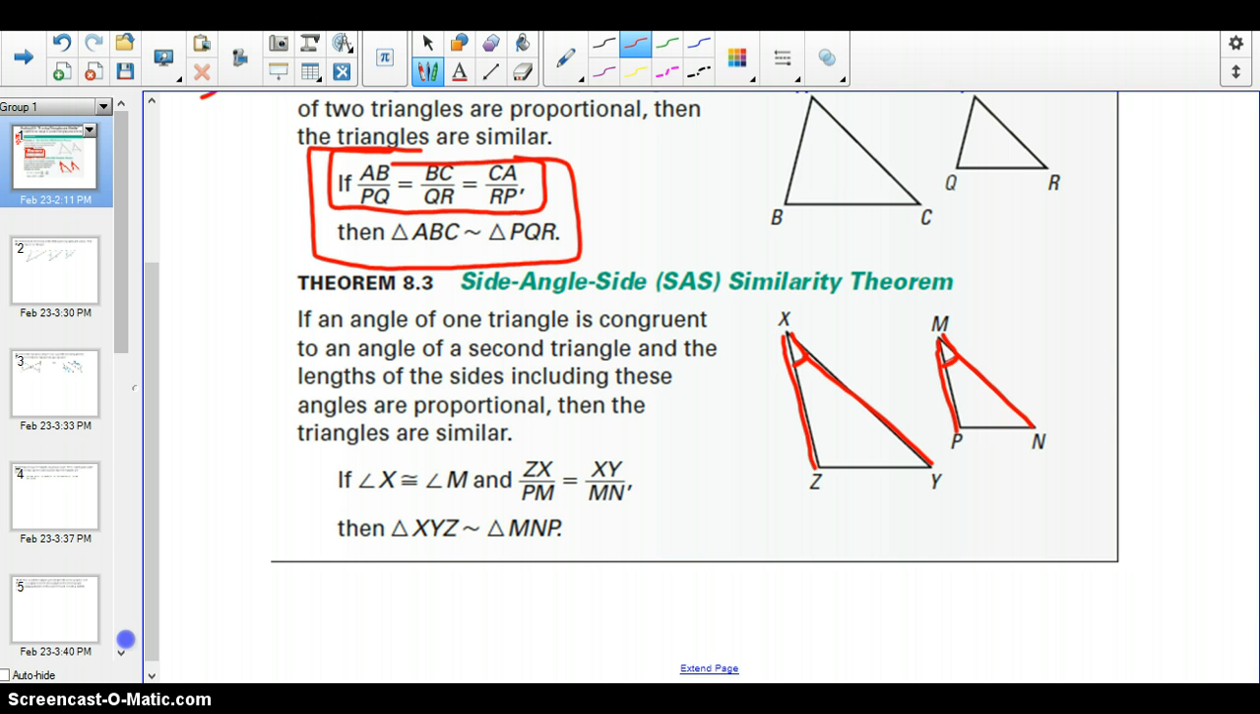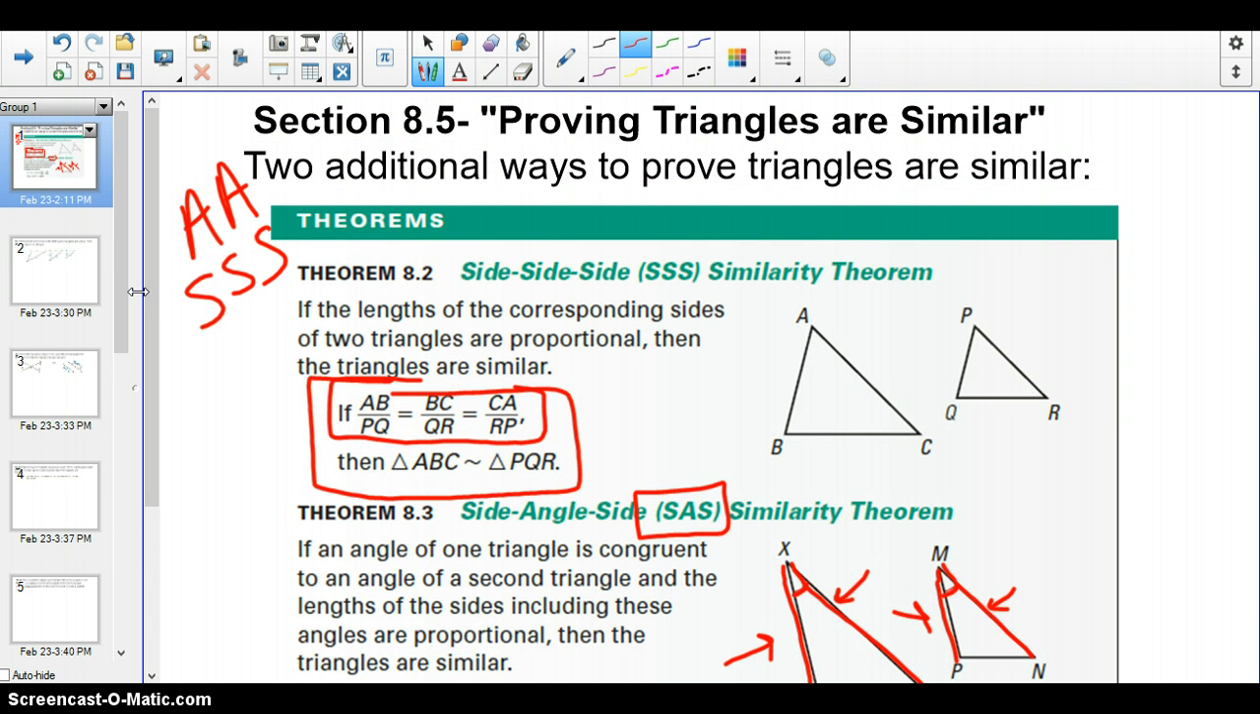Now these two pairs of proportional sides must be right next to the included angle. So that's where the side angle side is important. You want to make sure that your two sides that are proportional here and here are on either side of the angle. Alright, so you've got three shortcuts: angle, angle, side, side, side, and side angle side. We're going to practice a couple of these today.